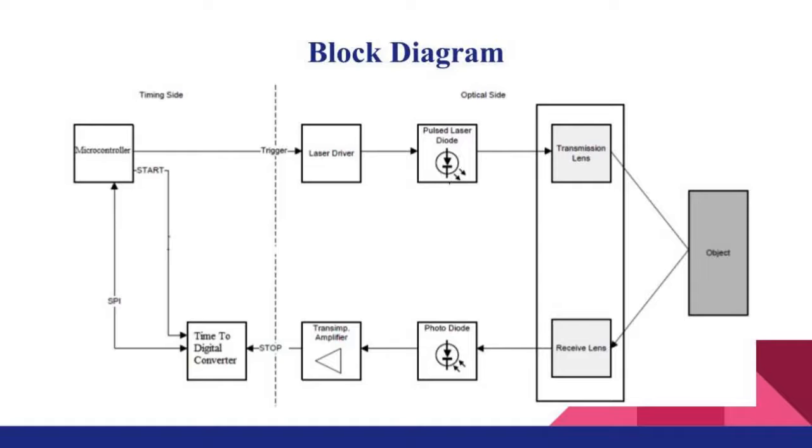The photodiode output is converted into voltage and also amplified by a transimpedance amplifier. This amplifier output is provided as a stop signal to the TDC. The TDC provides a digital output corresponding to the time difference between the stop and start signal. TDC stands for time to digital converter.